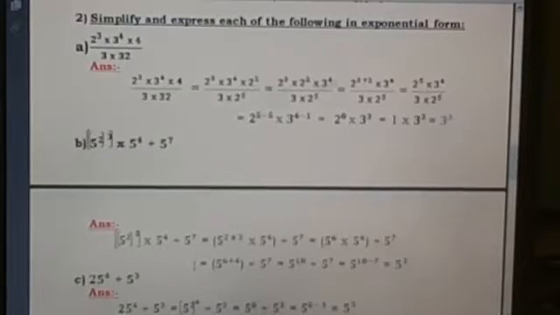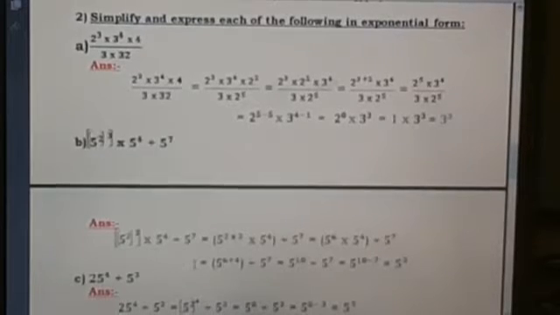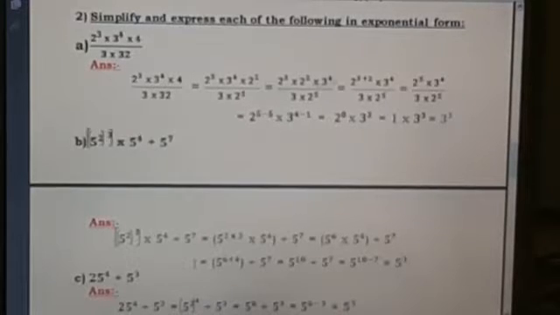Listen children, the next question is simplification. We have to simplify and write in exponential form. See the first question: 2 to the power 3 into 3 to the power 4 into 4, divided by 3 into 32. See the question, it's very easy.